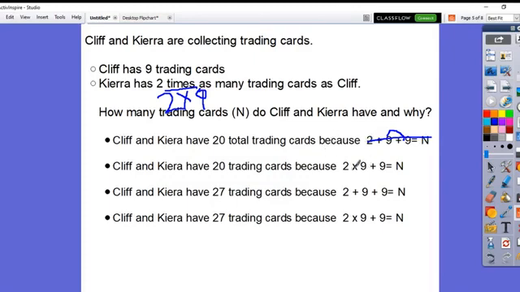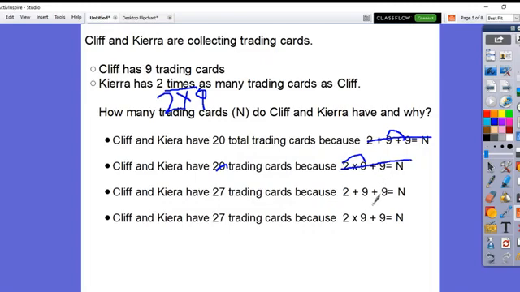Well, 2 times 9, that's how much Kiara had. Plus 9, that's Cliff, that's correct. But let's see if we can add this together and see if it makes sense. 2 times 9 is 18, and 18 plus 9, well, that's 27. But it says they have 20. So this number is incorrect. So that means this one will not work. Let's go back down here.